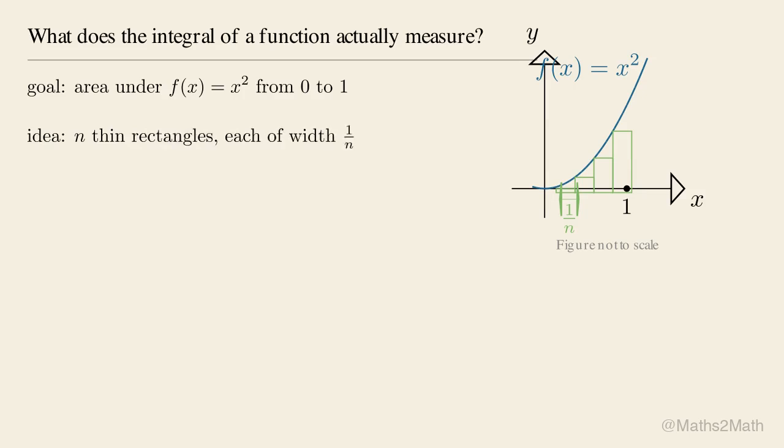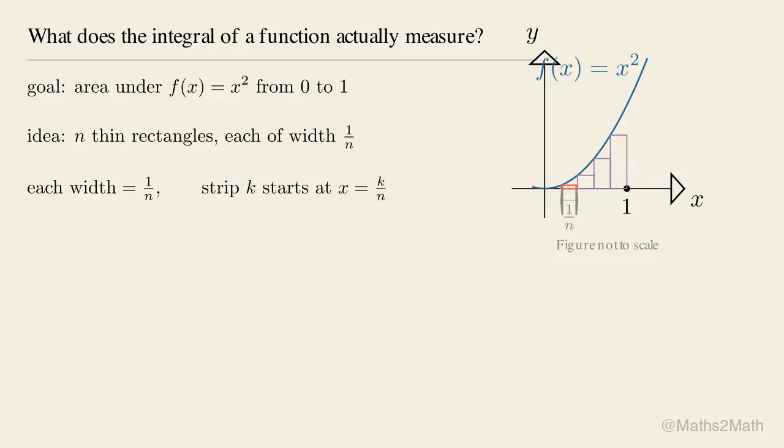Slice the region into n thin strips and stand a rectangle in each. Rectangles we know how to measure. Why width 1 over n? Because n equal strips must share a total width of 1. And the kth strip begins k steps in, at x equals k over n.